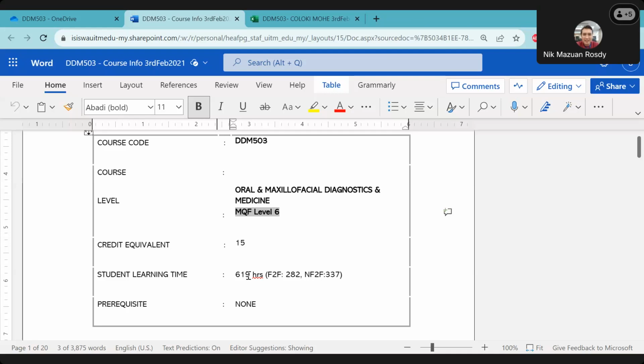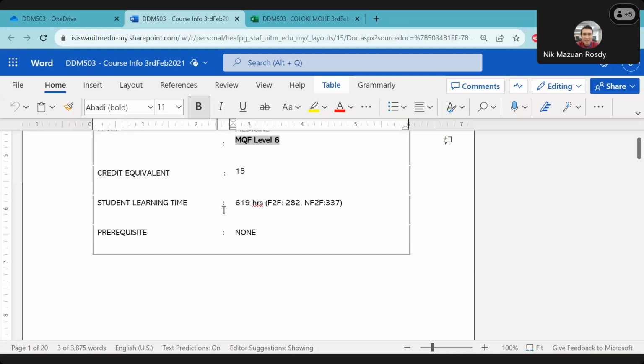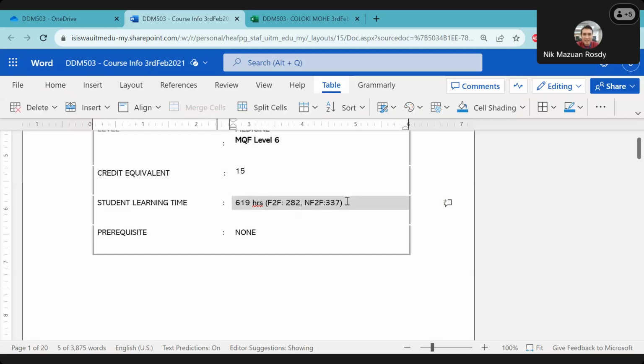And then put the student learning time, which is the total student learning time. You can only fill this up once you have done your SLT document later on. So please double check your student learning time in the course info after you have updated the SLT document, which is the last document of the 7. Here you have to list out face-to-face and non-face-to-face. In total for us it is 619. Divide by 40, I'll get around 15.